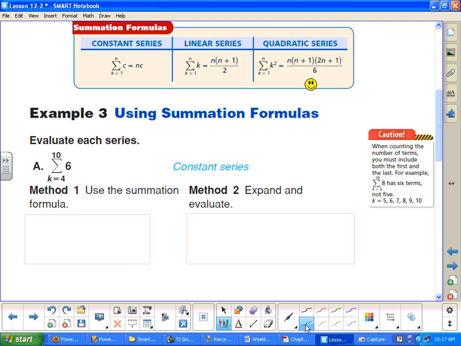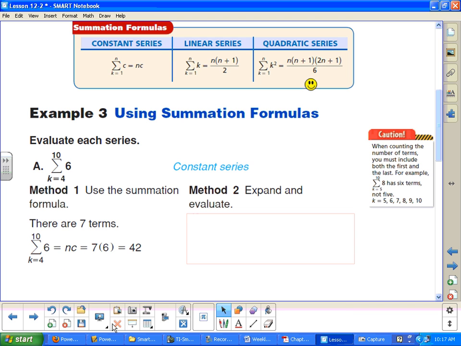So that means I have, there are 7 terms, okay, from 4 to 10. So 6 times 7 is 42. Okay, that's one way you could do it. Or I could expand it and add them together.